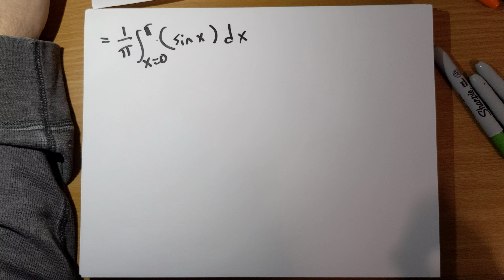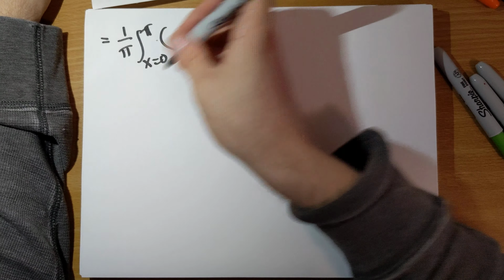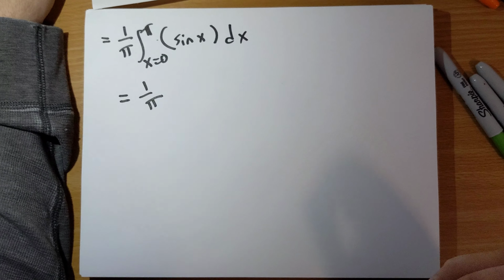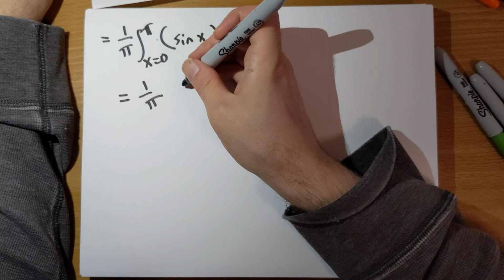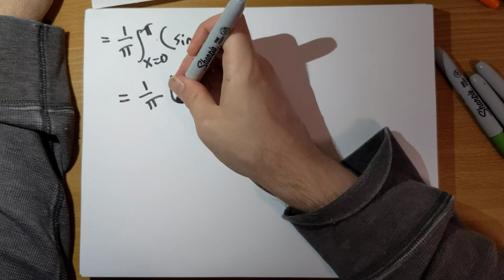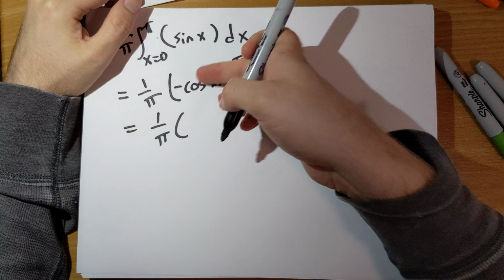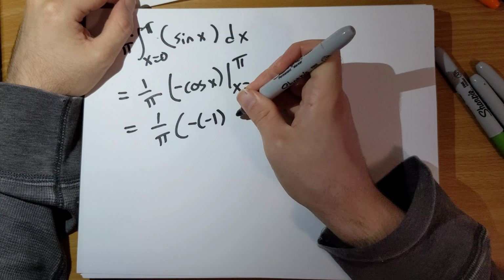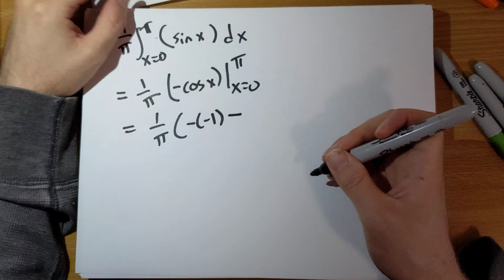So we're just integrating sine x from 0 to pi. 1 over pi times the antiderivative of sine x, which is negative cosine x, plugging in x from 0 to pi. 1 over pi times negative cosine of pi. Cosine of pi is negative 1, so it's negative times negative 1, minus cosine of 0, which is 1, and so this looks like 2 over pi. So this is an example of computing average value.